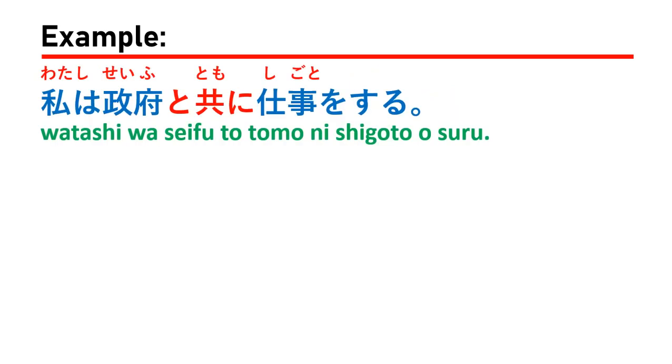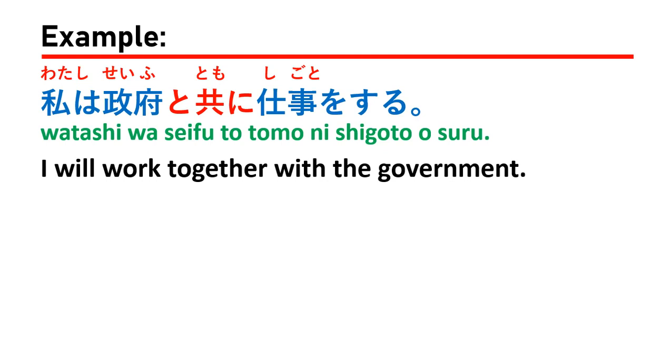The next example is 私は政府と共に仕事をする, which means I will work together with the government. In this sentence they use the noun with the grammar of ともに. Here it is 政府, which means the government. 政府と共に means together with the government. 仕事をする, which means two things happen together.